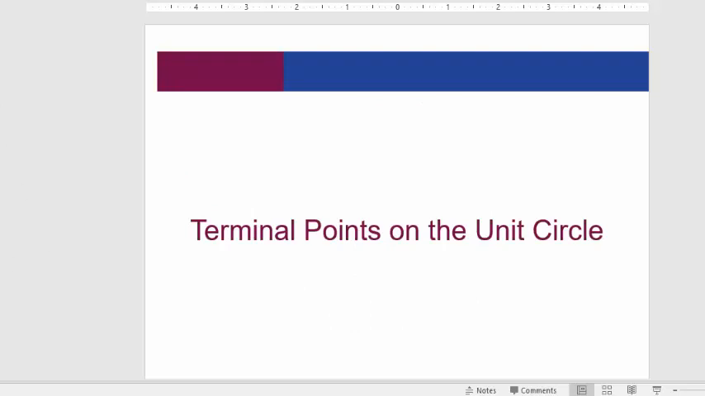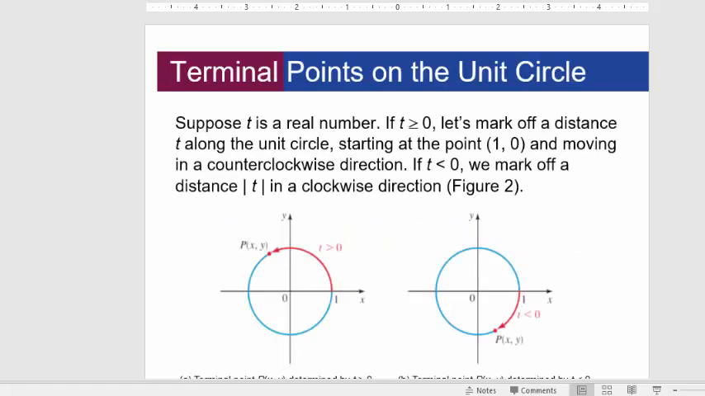So what are some terminal points on the unit circle? Suppose t is any real number, right? If t is greater than or equal to 0, what you're going to do is you're going to travel along the unit circle counterclockwise, right? Because it's positive, so this is no different than what we've been doing, where you say a positive angle is rotated counterclockwise, starting at the point 1, 0 and moving in a counterclockwise direction. And if t is less than 0, you're going to start at the point 1, 0, and you're going to rotate around the unit circle in a clockwise direction.